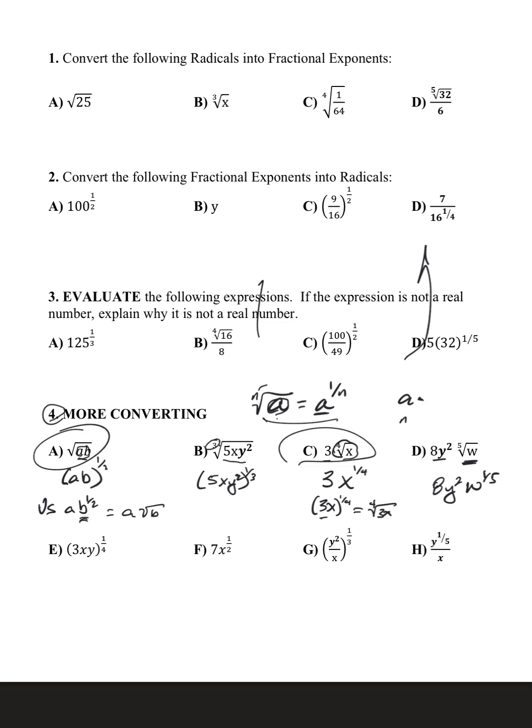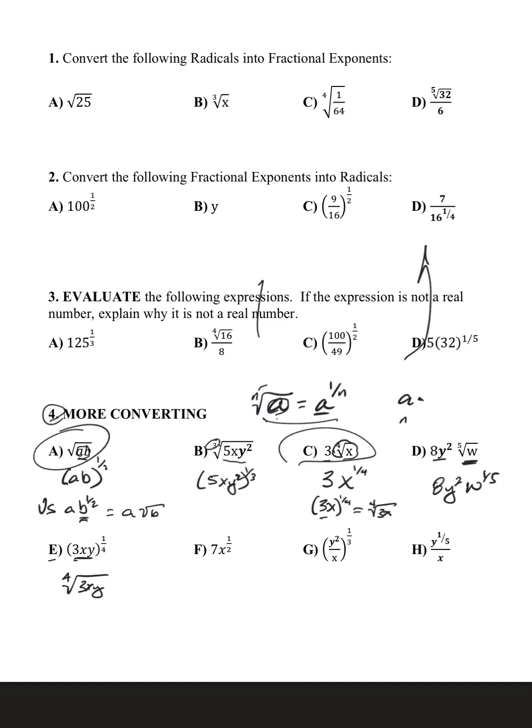Again, we have another here in part E. We do have parentheses, and they're being raised to the 1/4 power. So that means all of this is serving as the radicand. So we have a 4th root of 3x and y. All right, so that's how we convert that one.